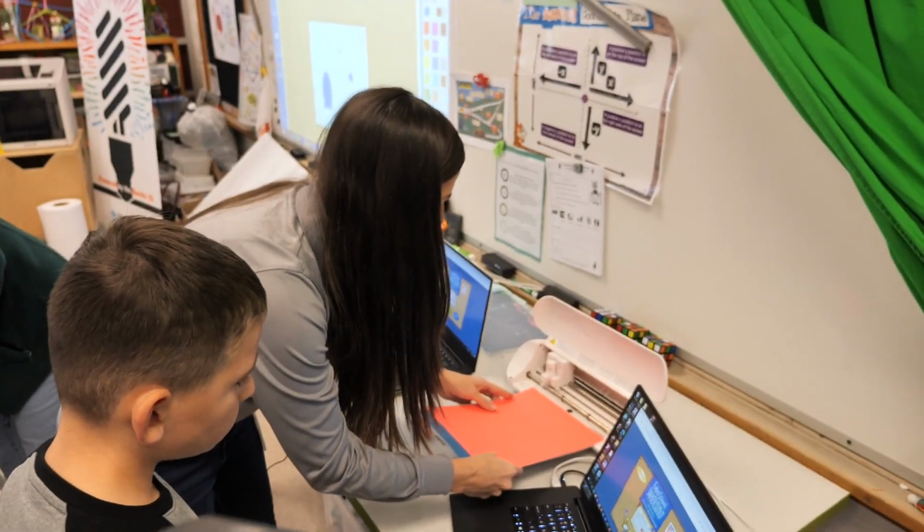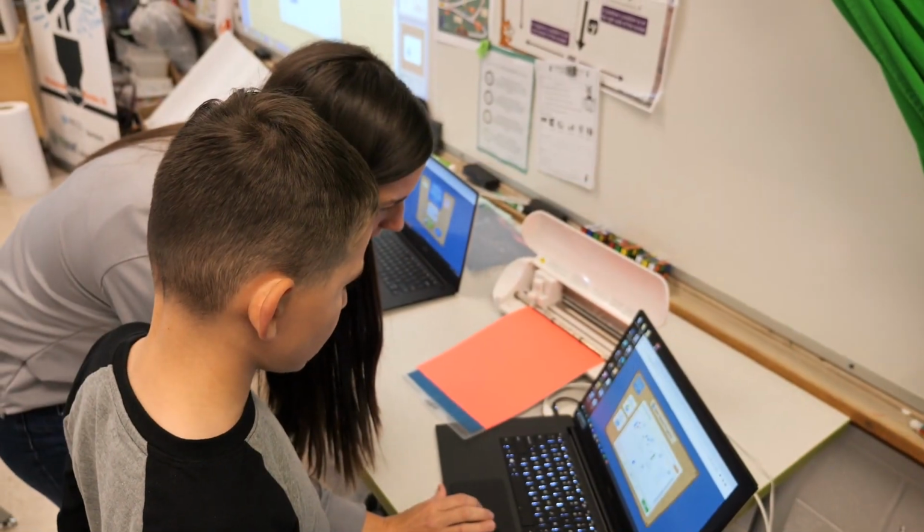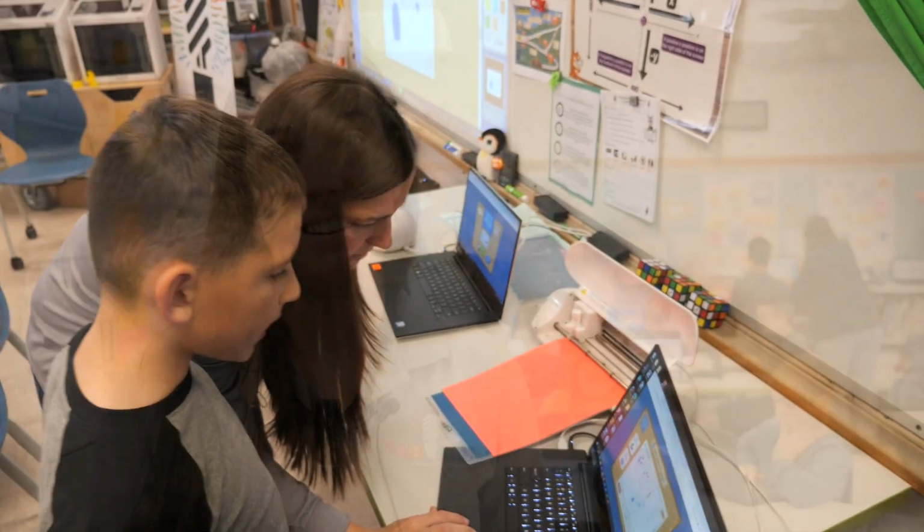I think just how fast kids jump in. They're not afraid to try different things. When they're designing their own creations, they really have that perseverance, and they don't give up because it's their own. They own it. They know what they want to make, and it's not a recipe that they have to follow. So they like being creative and being able to have ownership.